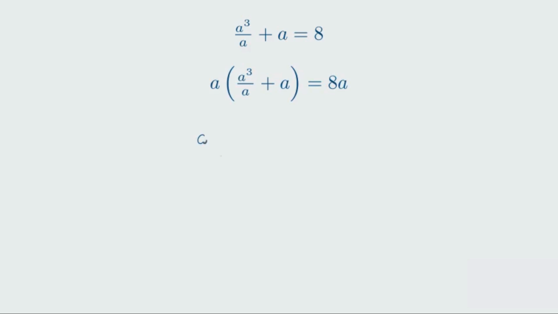Now, let's distribute the a on the left side. We multiply a by a cubed over a, and we multiply a by a. By doing this, the a in the numerator of the first term cancels out the a in the denominator, simplifying our equation significantly. This leaves us with a cubed plus a squared equals 8a. By multiplying both sides by a, we've transformed the equation into a cubic polynomial, which is a standard form for algebraic equations. Our next objective is to find the values of a that satisfy this cubic equation.